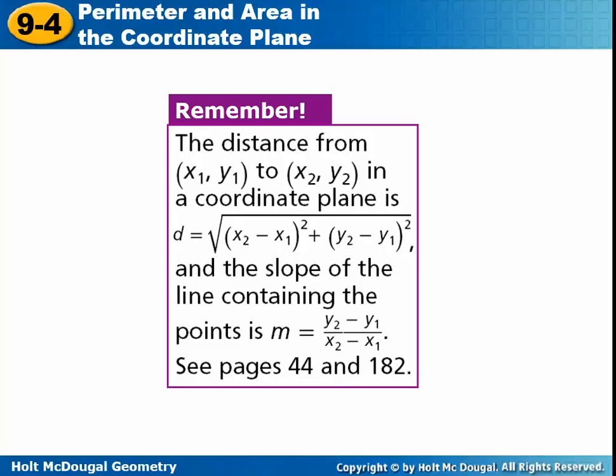And slope is rise over run, which is the difference in the y variables over the difference in the x variables. If you need to review either of these, look on page 44 and 182 of your book to see how to do those problems. We've been using especially the distance formula quite a bit over the last couple chapters, so you probably have that memorized, or at least how you would do that.